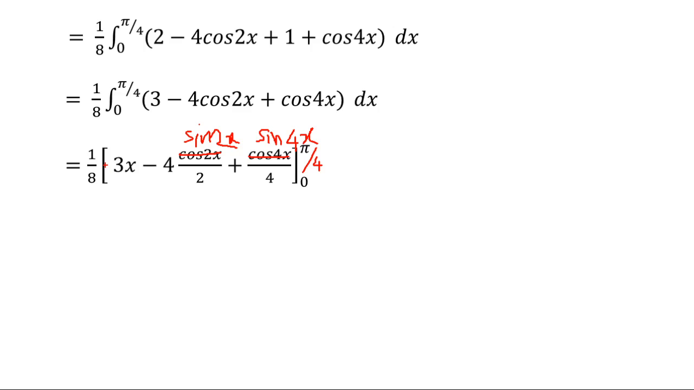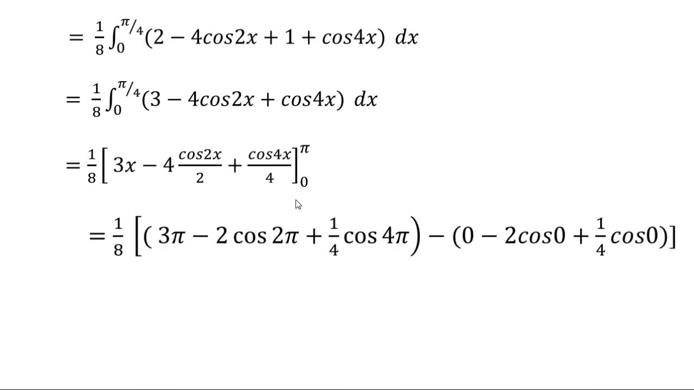First we evaluate this whole expression by taking x is equal to pi by 4, and then evaluate this expression 3x minus 4 by 2 into sin 2x plus 1 by 4 into sin 4x by taking x is equal to 0 a second time. First time evaluate it by taking x is equal to pi by 4, and then by taking x is equal to 0, and subtract. So after this simplification we need 2 to the 4 and sin 2x here.